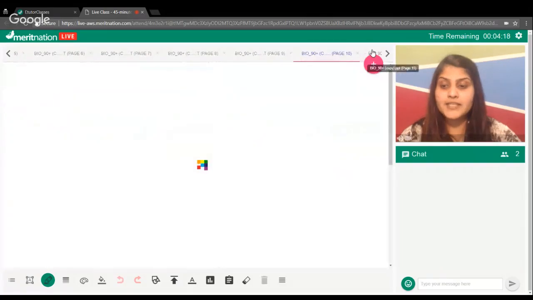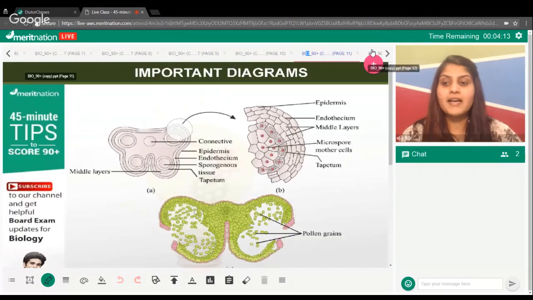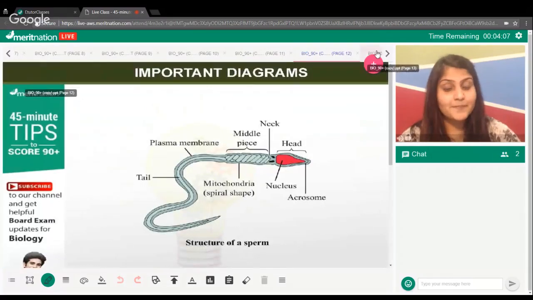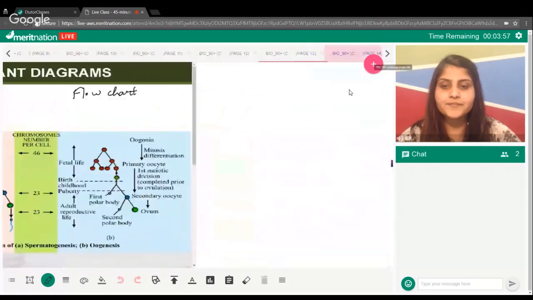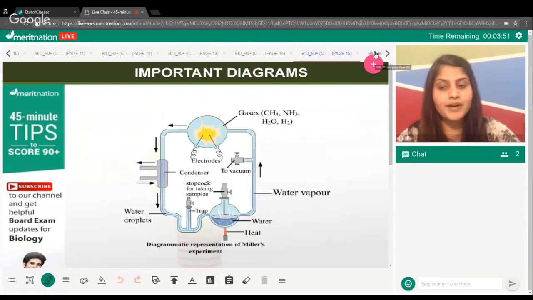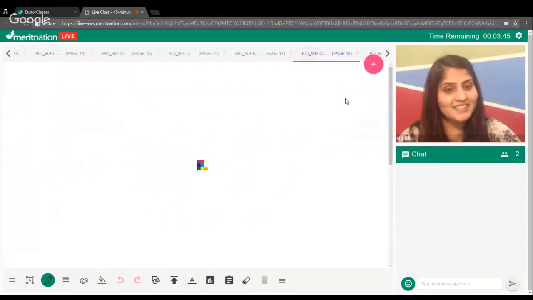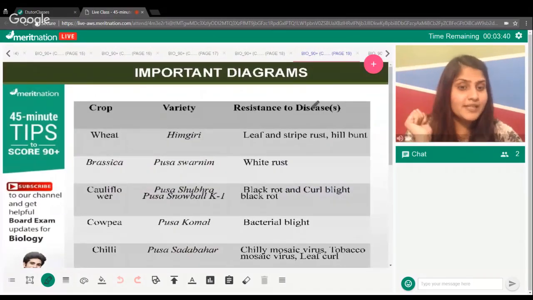Then moving on to different diagrams. We have this particular diagram of the female gametophyte. Then we have the anther here. Then we have the structure of sperm here. Then, this is what I was telling you, this is the flow chart diagram of spermatogenesis and oogenesis. Then we have a nucleosome here. We have the Hershey-Chase diagram, the antibody diagram, and your vector here. This is your table about the improvement chapter.